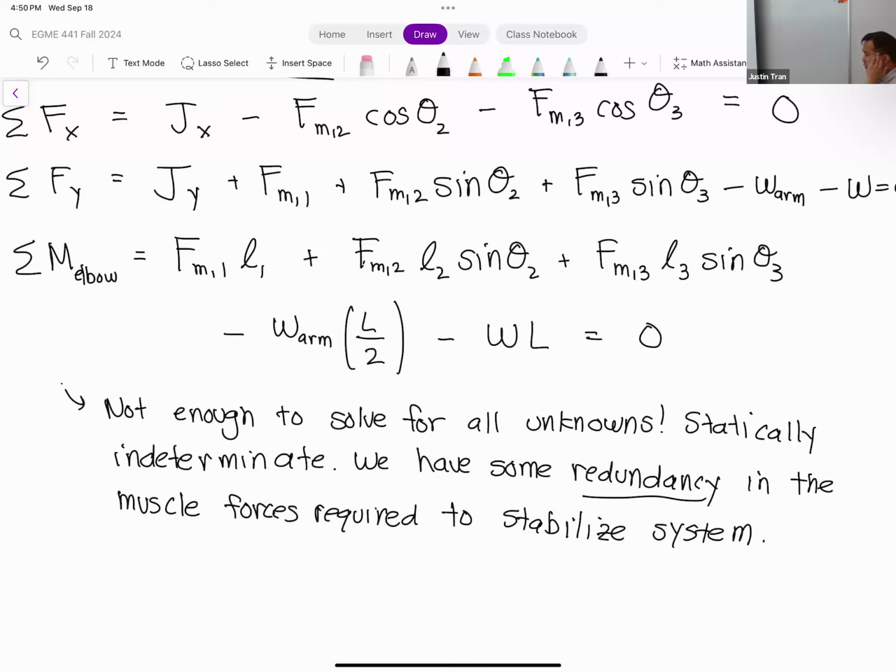And as engineers, we know that redundancy is good, right? You don't want to rely on just a single actuator or a single engine, you don't want to rely on one single part to do a very important job, right?